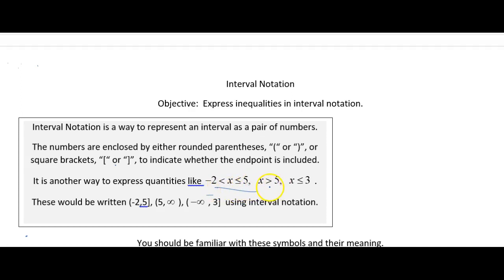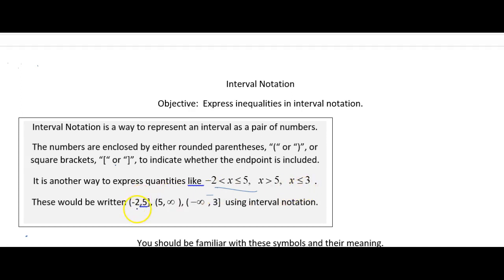And you say, well, what about x greater than 5? There's only 1 point. Well, that really is between 2 points, as we're going to see. That's all my numbers between 5 and infinity. The 5 is not included because there's no equal sign, and the infinity is never included. So we'll have round parentheses on both sides of that interval. And x less than or equal to 3 is similar, but it's all the numbers less than 3, which means from negative infinity up to 3, and it includes the 3.